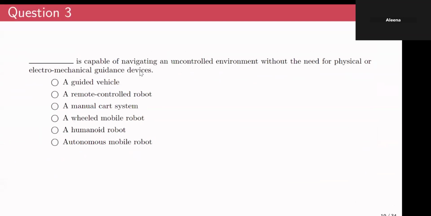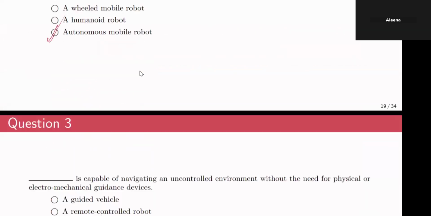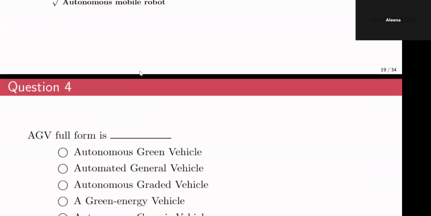And moving on to question 3, Dash is capable of navigating an uncontrolled environment without the need of a physical or electromechanical guidance device. It's capable of navigating in an uncontrolled environment, so it makes its own decision. Yeah, the correct answer is indeed AMR, autonomous mobile robot. So that is indeed the correct option.